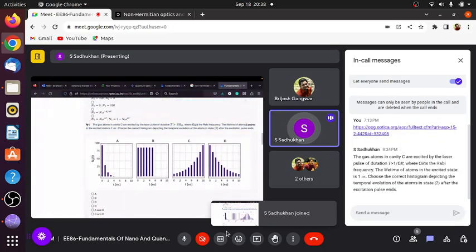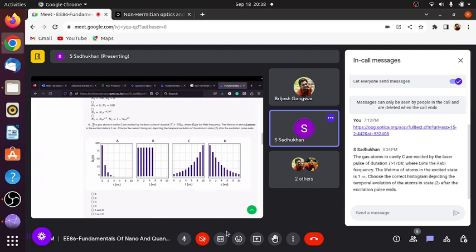Yeah, this is question number 4. The gas atom in cavity C is excited by the laser, T is 1 nanosecond, right? Yes. So after 1 nanosecond, the probability of all is in this one.